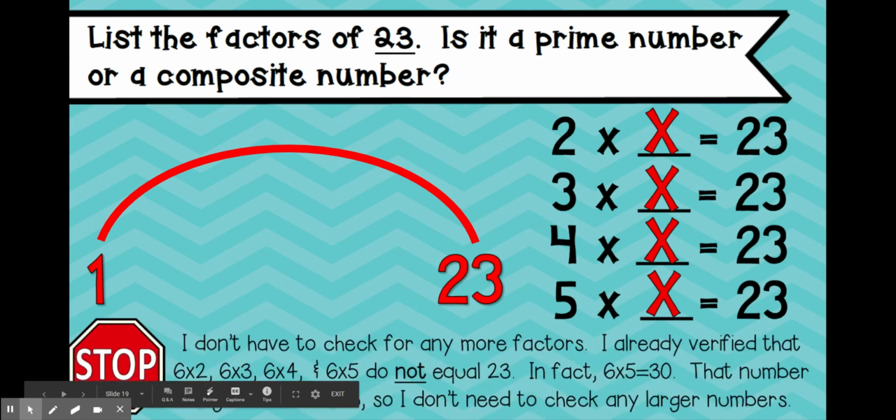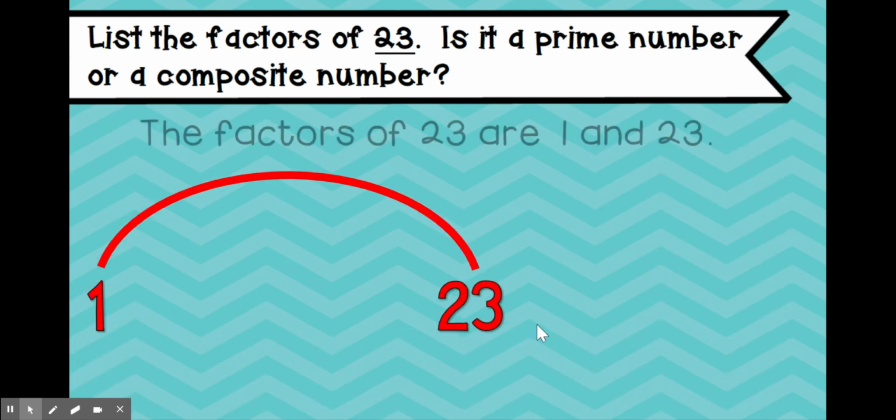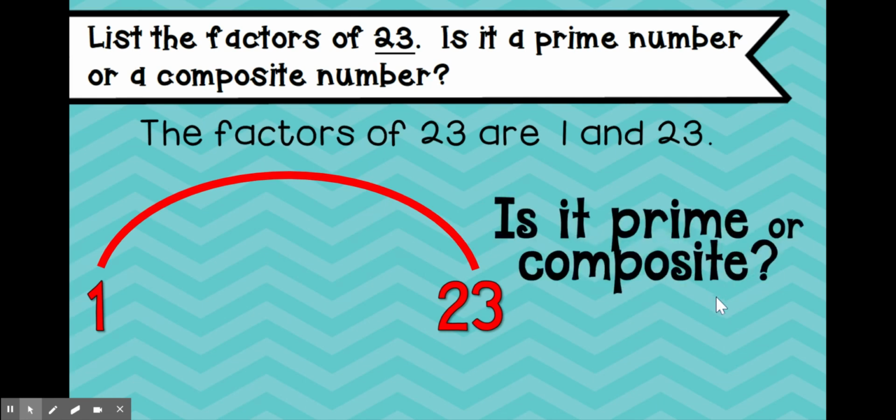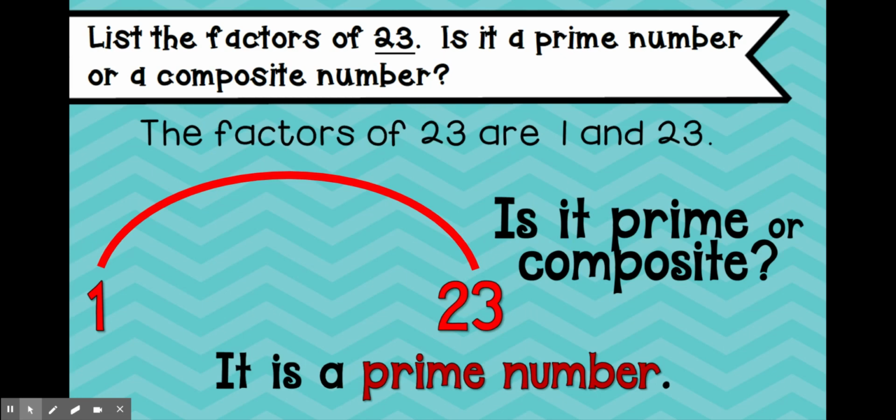I don't have to check any more factors. I already verified that 6 times 2, 6 times 3, 6 times 4, and 6 times 5 do not equal 23. In fact, 6 times 5 will equal 30. That number is greater than 23, so I don't need to check any larger numbers. So the factors of 23 are 1 and 23. Is it prime or composite? It is prime because there are only 2 factors, 1 and itself.